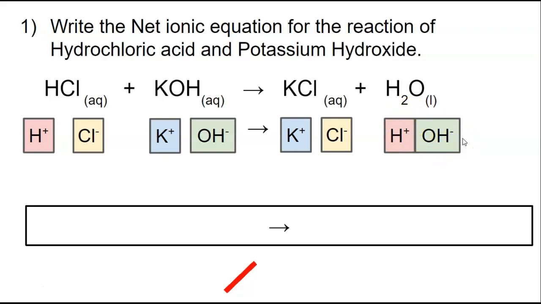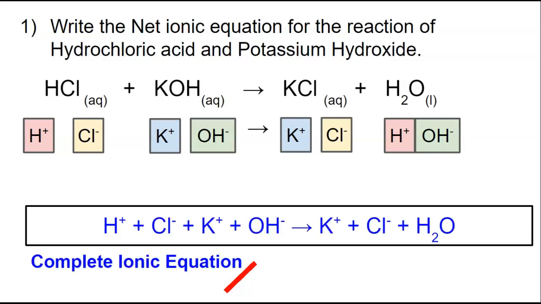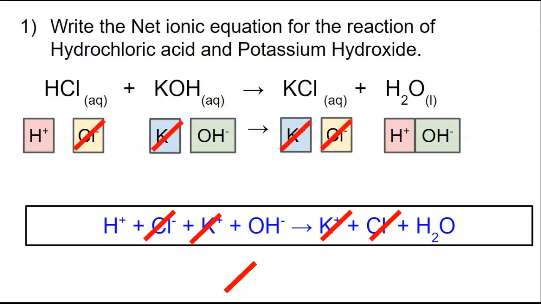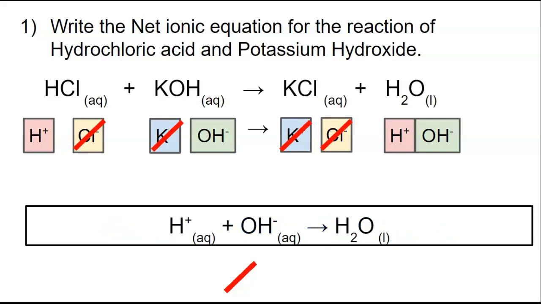Alright, now go ahead and try to cross things out that can be crossed out. Let me just show you the complete ionic equation. Go ahead and cross out what can be crossed out, and when you press play again, I'll show you what that looks like. So the only things that can cross out here are the K plus and the Cl minus. Then write whatever is left as your net ionic equation. And this is what it should look like for example 1.